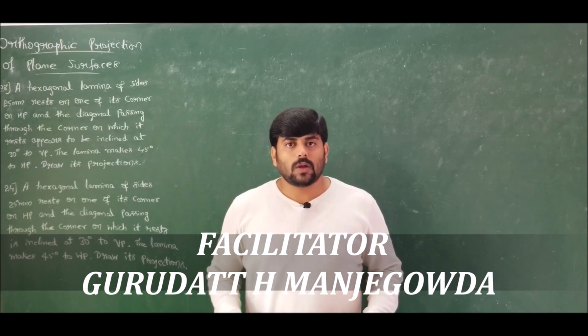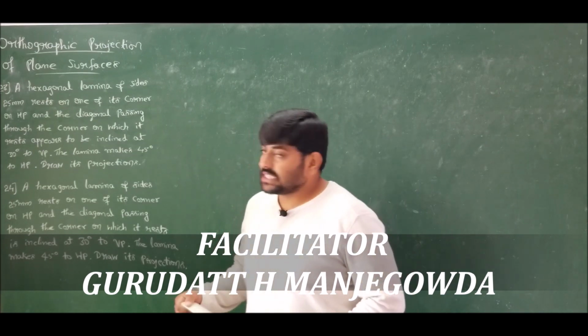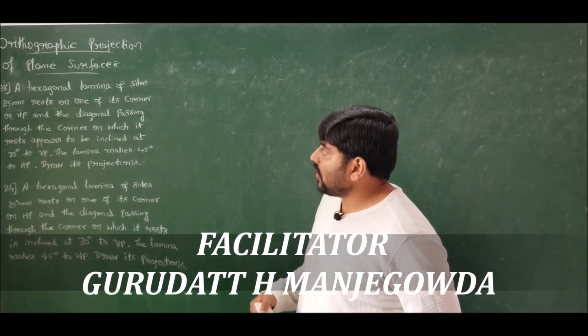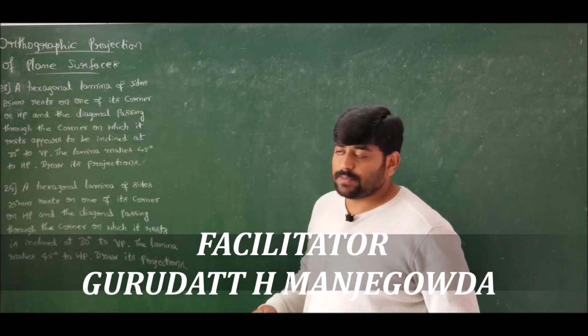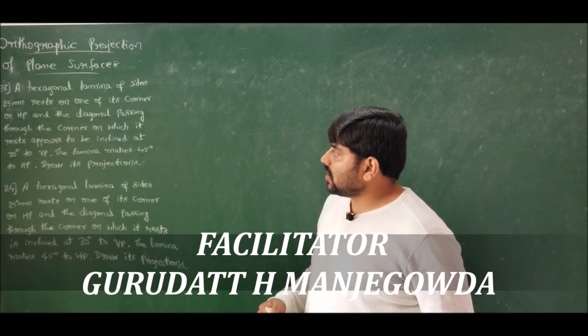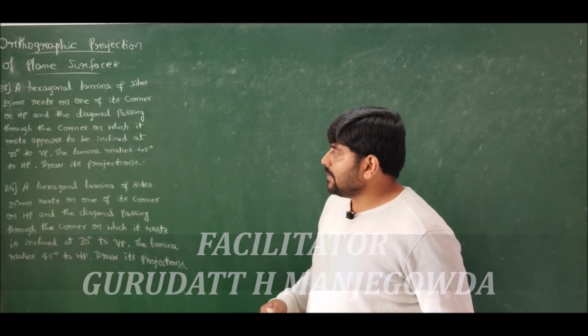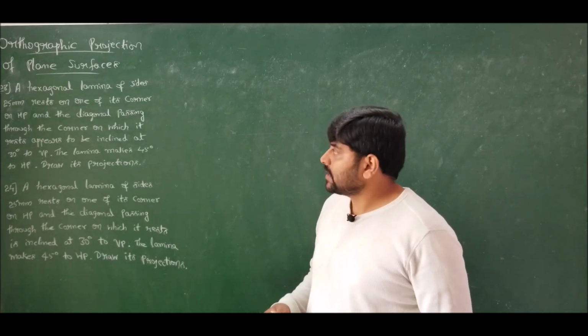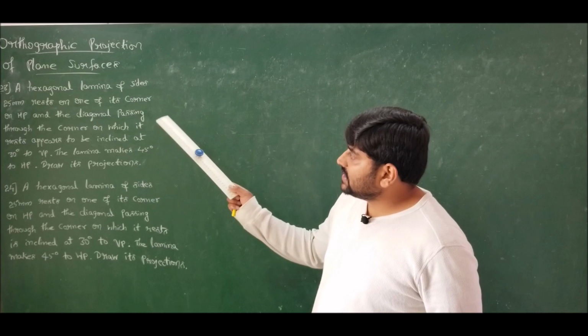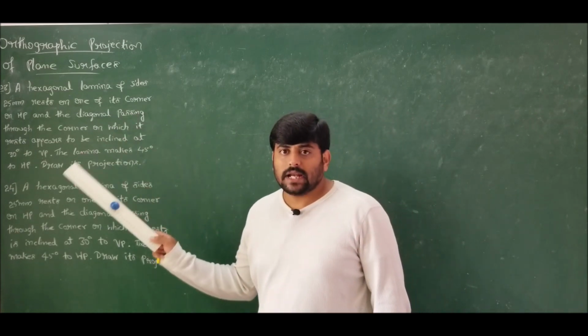Moving ahead, problem number 23 of our discussion states that a hexagonal lamina of sides 25 mm rests on one of its corners on HP, and the diagonal passing through the corner on which it rests appears to be inclined at 30 degrees to VP. The lamina makes 45 degrees to HP. Draw its projections.